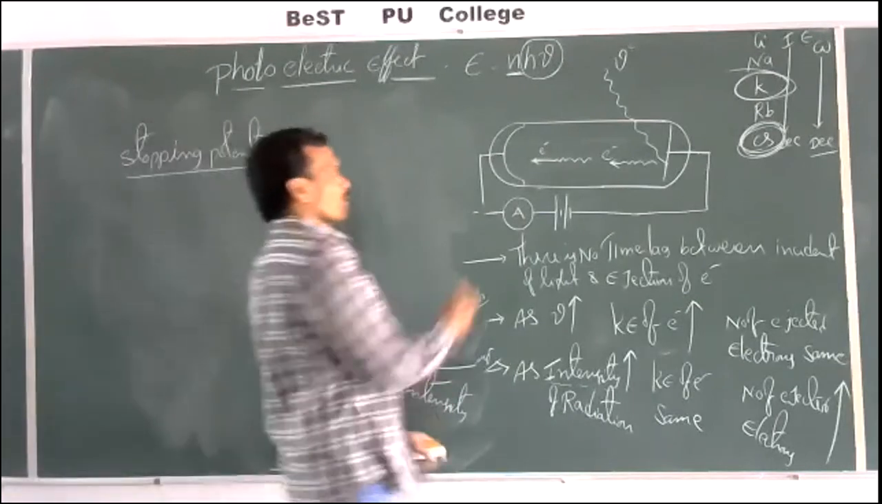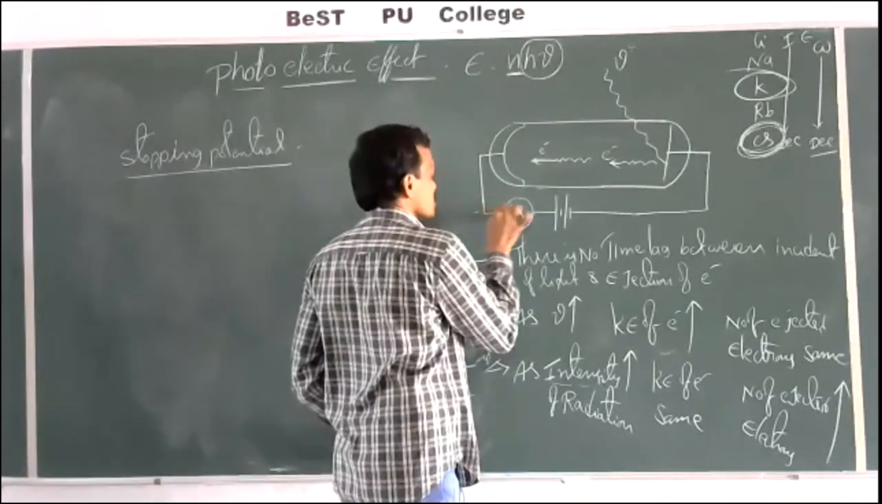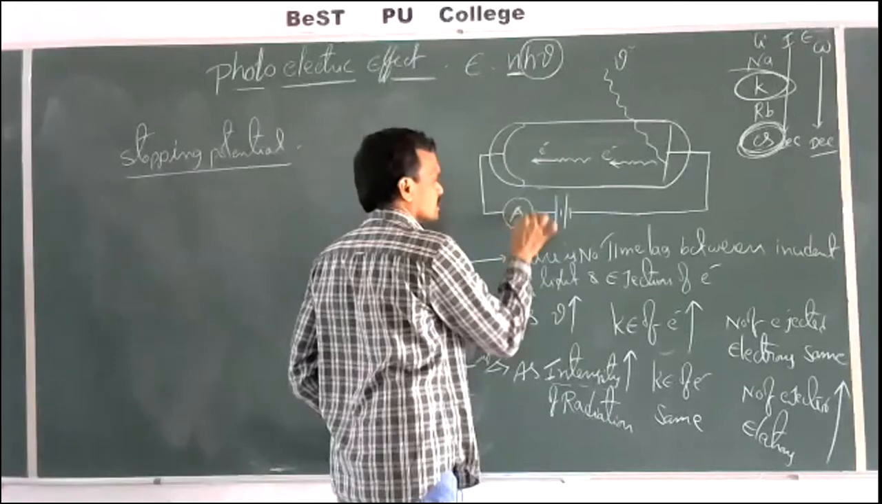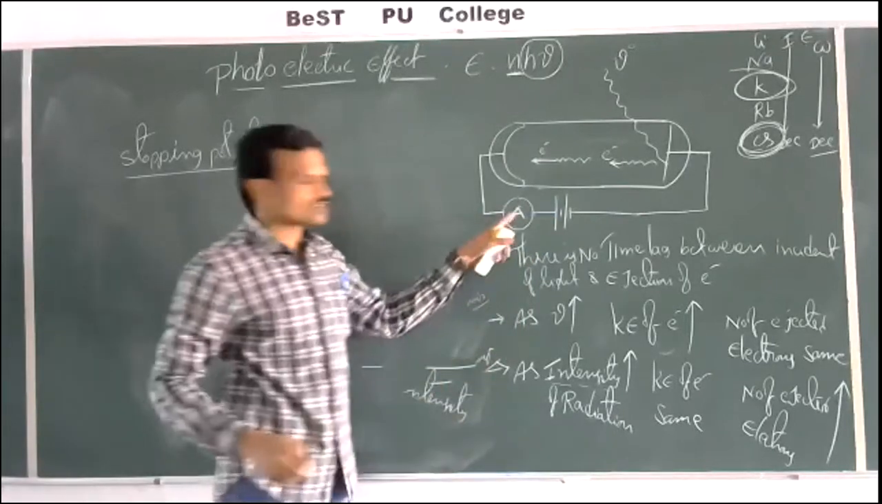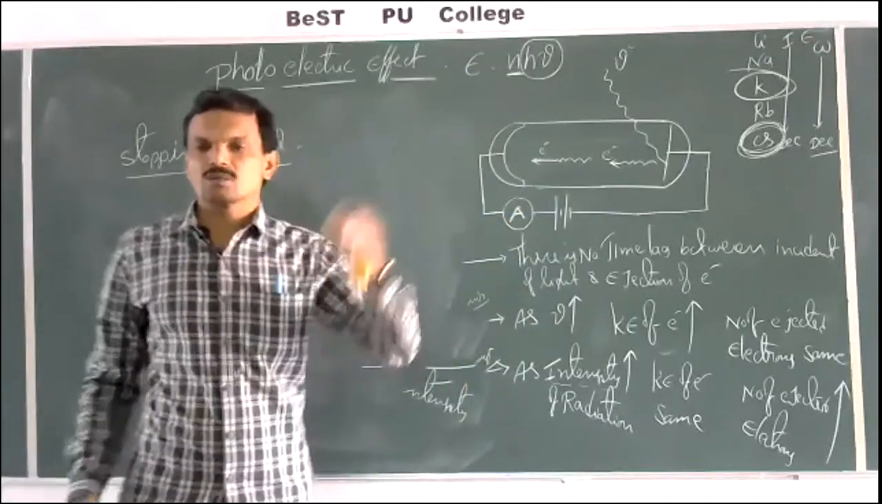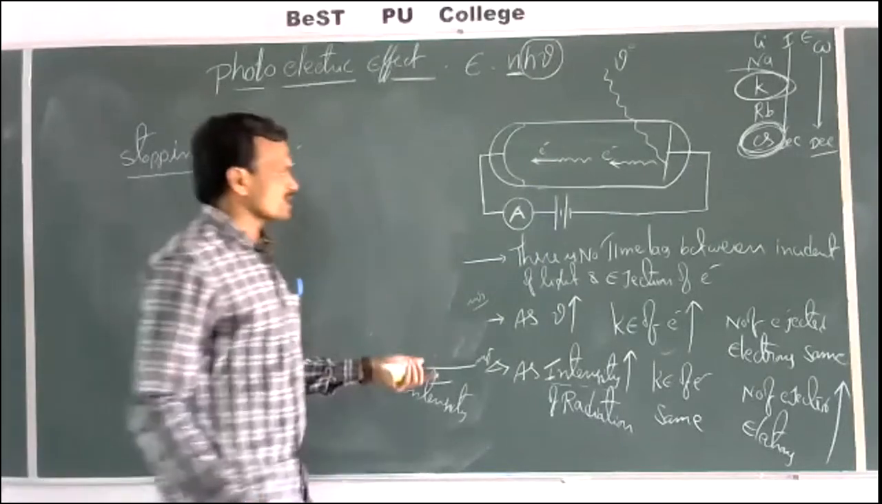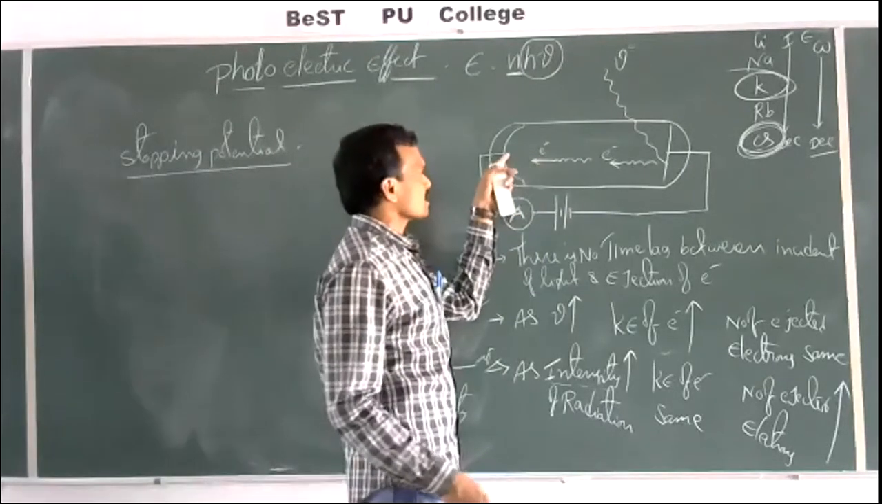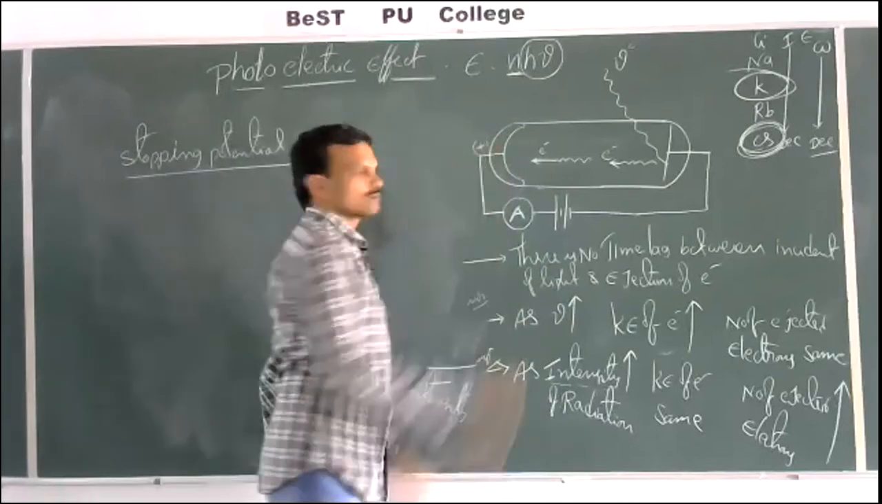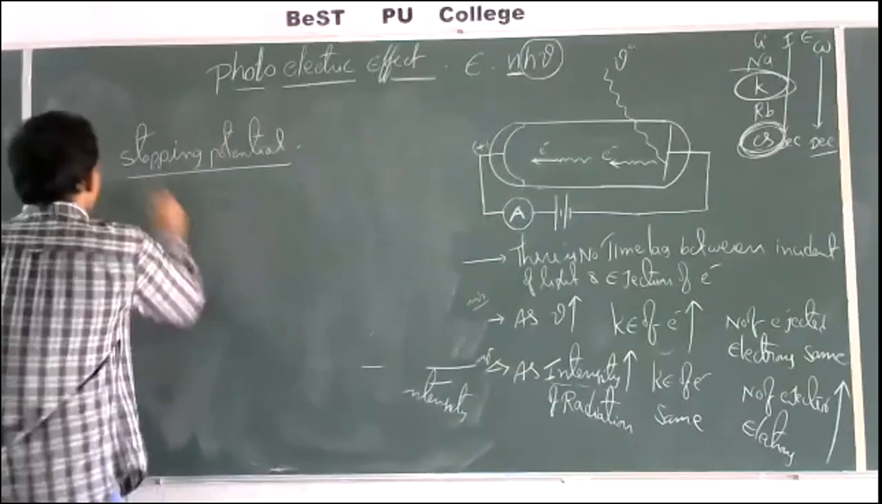So here, the number of ejected electrons we can measure in terms of current in amperes. The more the deflection in an ammeter, the more the number of electrons ejected. The lesser the deflection, the fewer electrons are received by this anode. Okay. Next, one more.